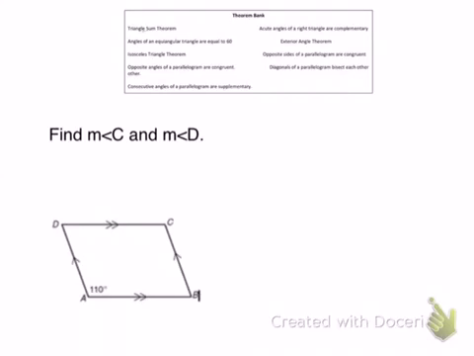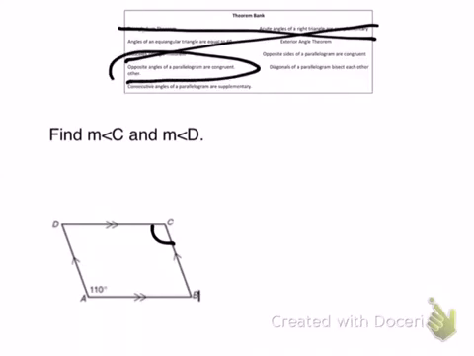I notice I have a parallelogram here, so I know I'm not going to use any of my triangle theorems. If I want to find angle C, it is an opposite angle, so I use this theorem. Opposite angles of a parallelogram are congruent, so that would give me 110 degrees.